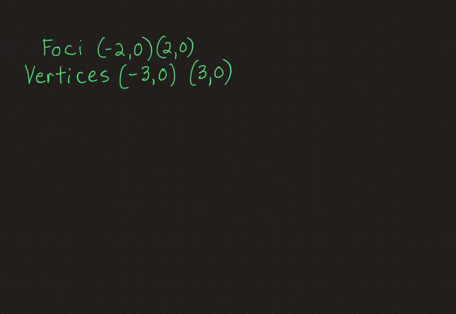What if we start by knowing that the foci of this ellipse are at negative 2, 0 and 2, 0, whereas the vertices are at negative 3, 0 and 3, 0. Notice that both the foci and the vertices only have a non-zero value for their x component. That means the major axis of this ellipse is going to be along the x-axis.